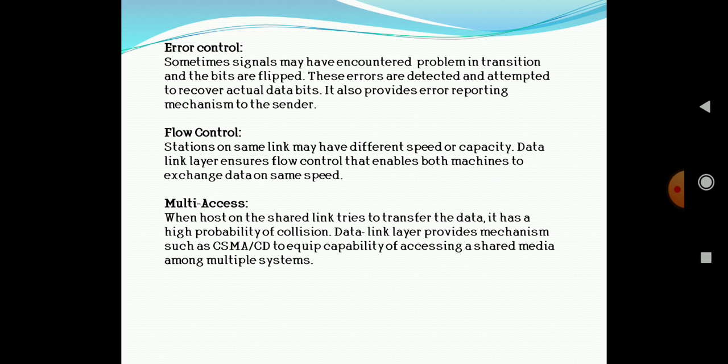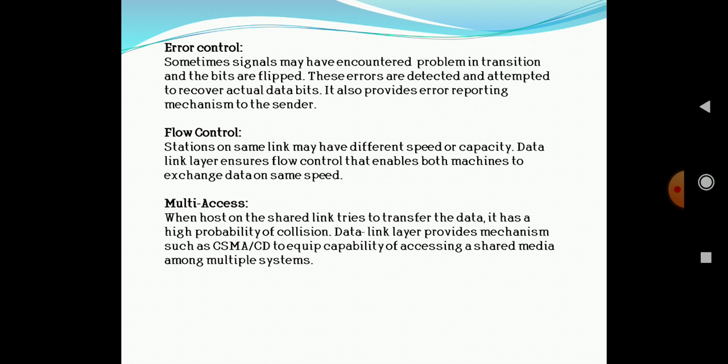Next functionality is error control. Sometimes signals may encounter problems in transition and the bits are flipped. These errors are detected and attempted to recover actual data bits. It also provides error reporting mechanism to the sender. Next functionality is flow control. Stations on the same link may have different speed or capacity. Data link layer ensures the flow control that enables both machines to exchange the data at the same speed.